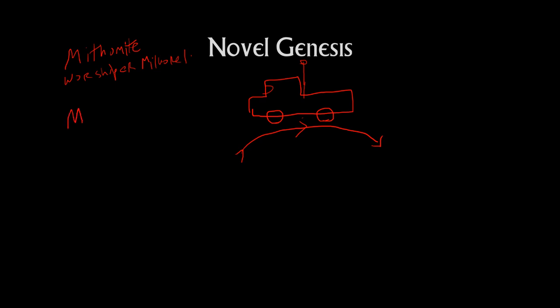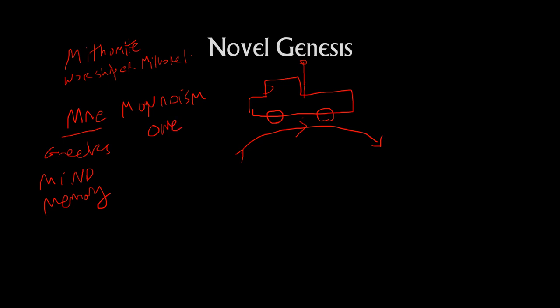And what Mnemonadism is: you have Mene, which is from the Greeks, and that means to do with the mind and memory. And monadism is oneness. And so when we connect all three of these pieces to understand even the name of this, it is the ideas held by the worshippers of Mithomel, and it has to do with mind and memory and oneness of mind and memory. So that's kind of what the term Mithomite Mnemonadism means in a nutshell.